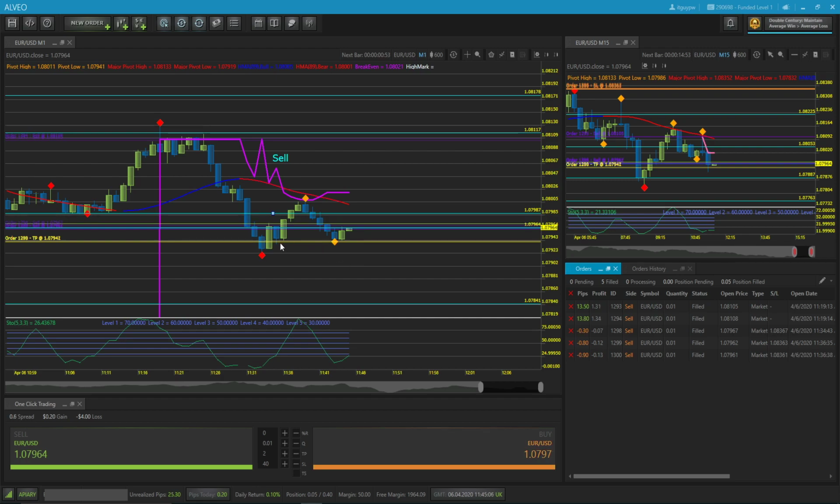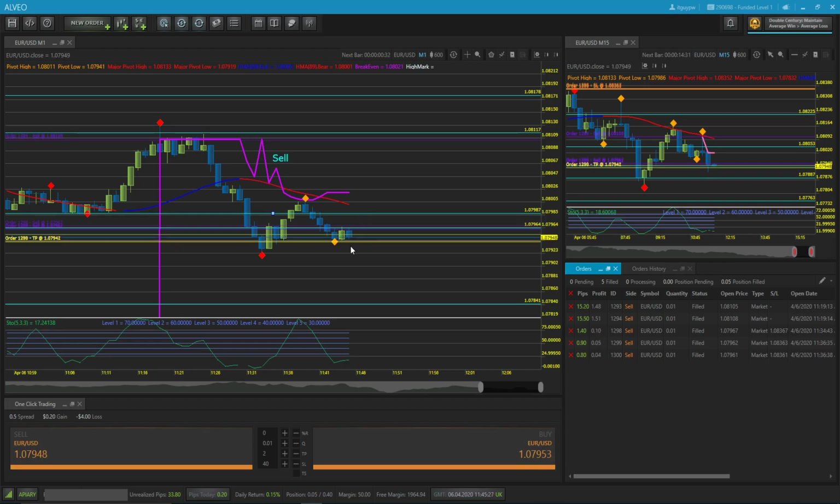So we got the pullback we wanted, but it didn't quite get down here to our take profits, which is disappointing. That would have been a nice little profit, and if it could have hit that and then bounced back up, we would have been in position to add some more layers up here, and then we've already got our profit booked.